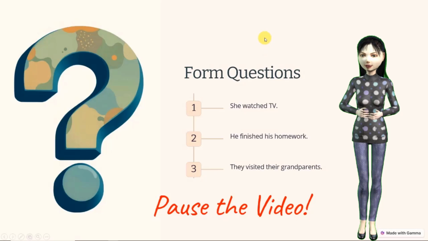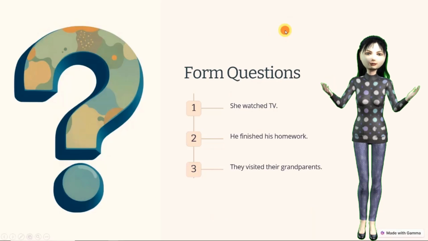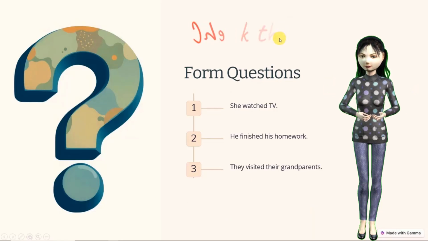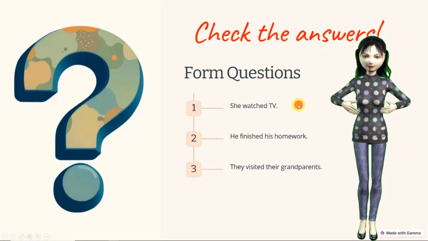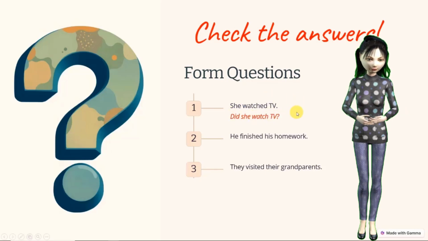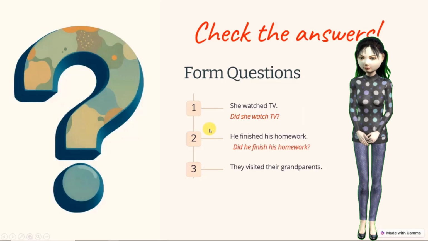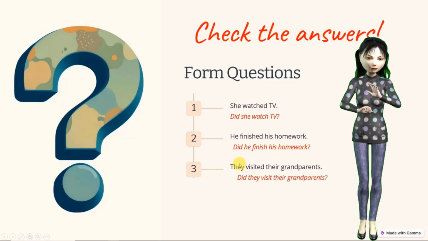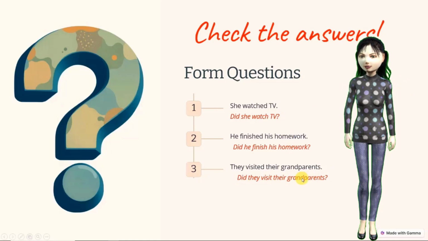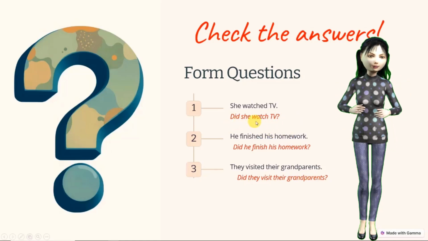Great, I assume that you have made all the questions over here. Let's have a look and check the answers. The first one, she watched TV. The question will become, did she watch TV? The next question will be, did he finish his homework? And of course, the last one will be, did they visit their grandparents? Righto, guys, hope you got it right. If you didn't, go back in the video and you will see exactly where I explained this. It's easy, right?